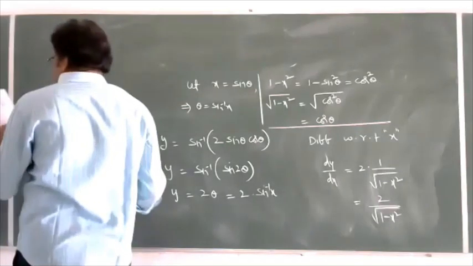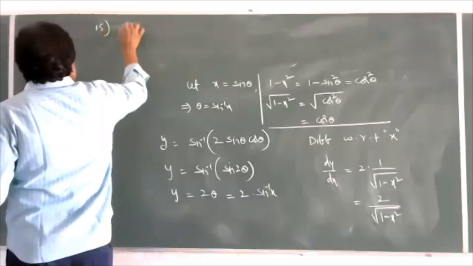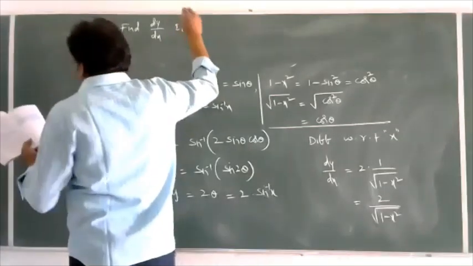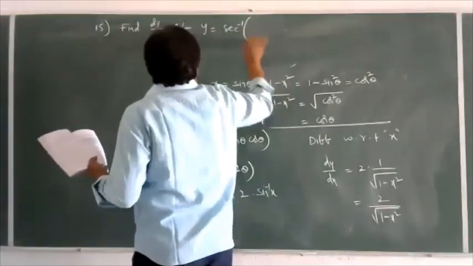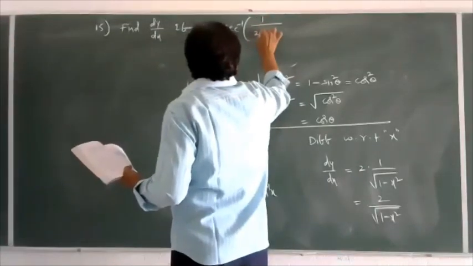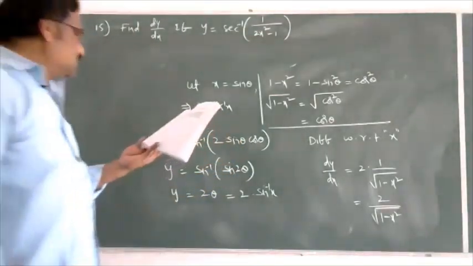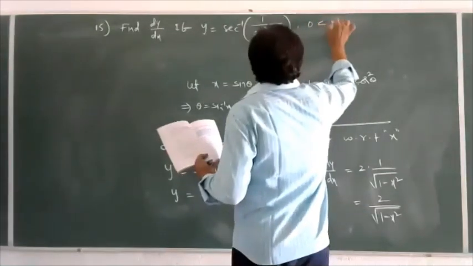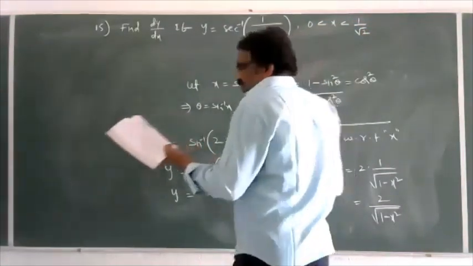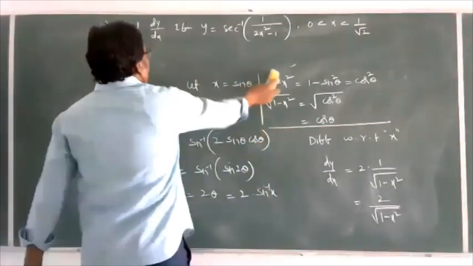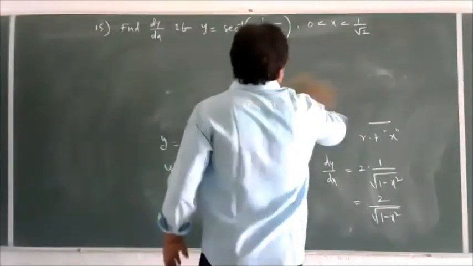The 15th problem is: find dy by dx if y is equal to secant inverse of 1 by 2x square minus 1, where 0 is less than x is less than 1 by root 2.